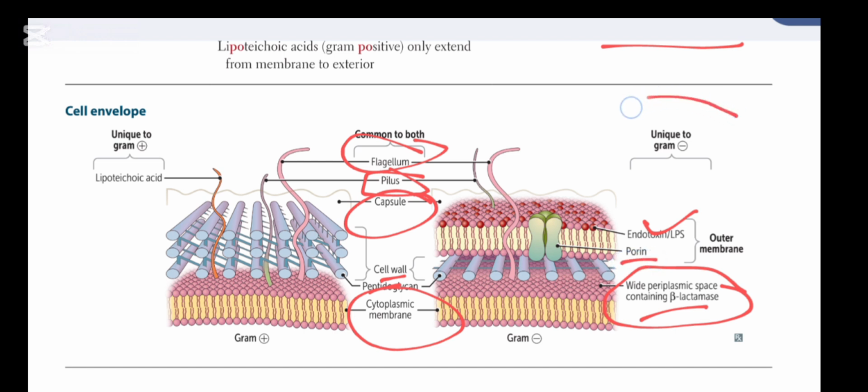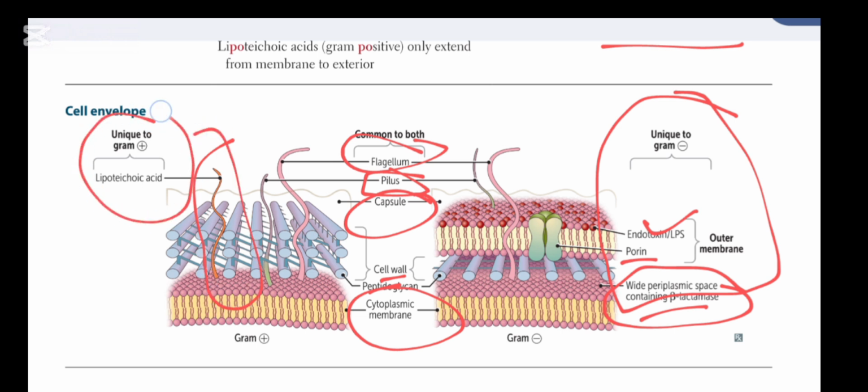So these features are specific to the gram-negative bacteria, which is the endotoxin and porins and outer membrane, and lipoteichoic acid, which is specific to the gram-positive bacteria. So this is what you need to remember, that is the gram-positive bacteria uniquely contains the lipoteichoic acid, and gram-negative bacteria contains the endotoxins or the lipopolysaccharide that helps in the disease pathology of the septic shock.